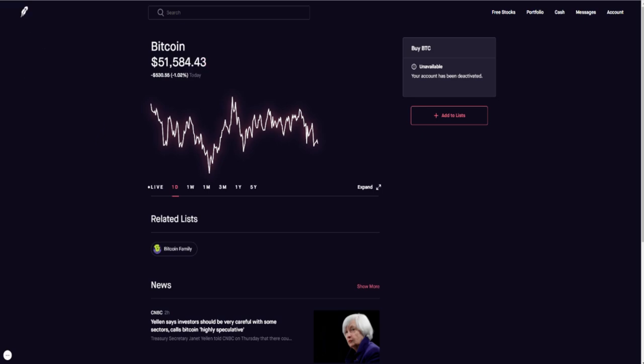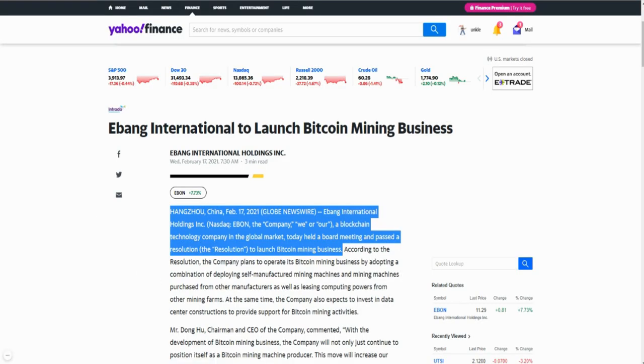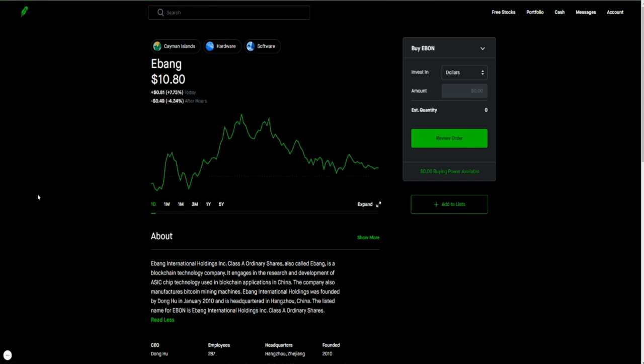So again, that's why I wanted to bring this up. This company announced that they are getting into Bitcoin mining, and so the stock price went up. So how do you play this one, guys? Let's just go back again to the charts. How do you play this one? Right now, it's sitting at $10.80. If Bitcoin holds over 50, this is an easy one that you can get into, a cheap one.